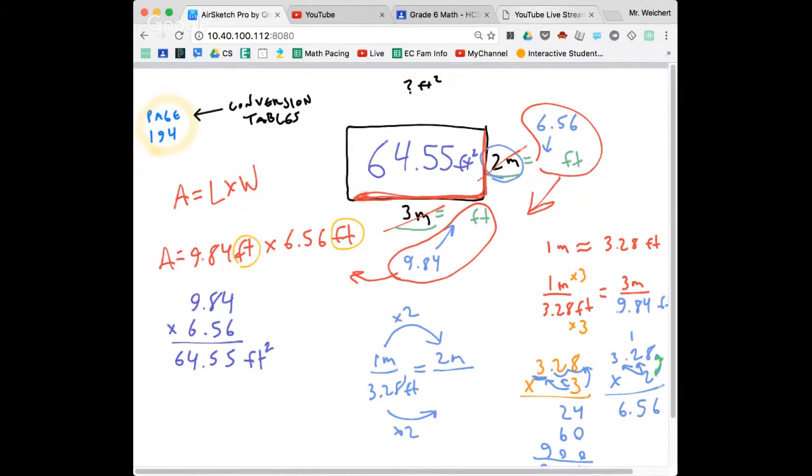Is that good, guys? So again, we were given data in meters, but we wanted an answer in feet squared, or square feet. So we had to change our meters to feet, looking at our table, making the ratio, converting. Then we had the data that we needed. We had the width and the length in feet, and so we can multiply them and get the area.